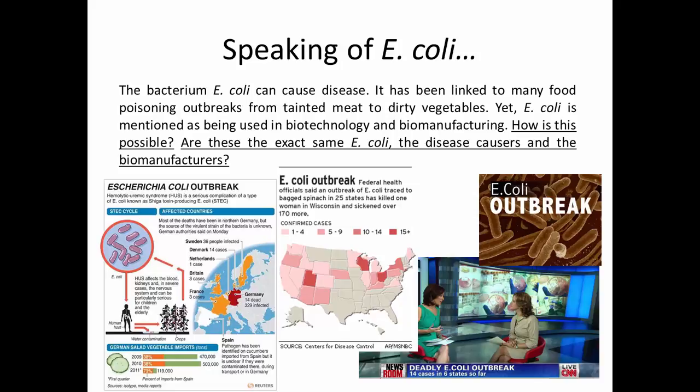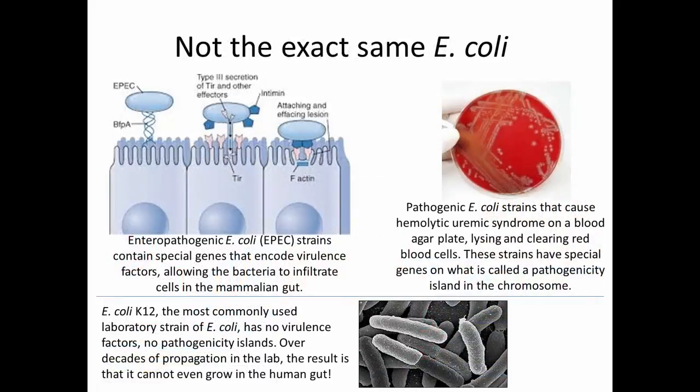Are these the exact same E. coli? The disease causers and the biomanufacturers? Not the exact same. So the disease causers are pathogenic E. coli, like enteropathogenic E. coli, uropathogenic E. coli. These contain special genes that encode for what we call virulence factors that allow bacteria to basically cause disease. And a lot of these E. coli can have things that will allow them to lyse red blood cells, that will allow them to infiltrate, say, cells that are present in our guts.